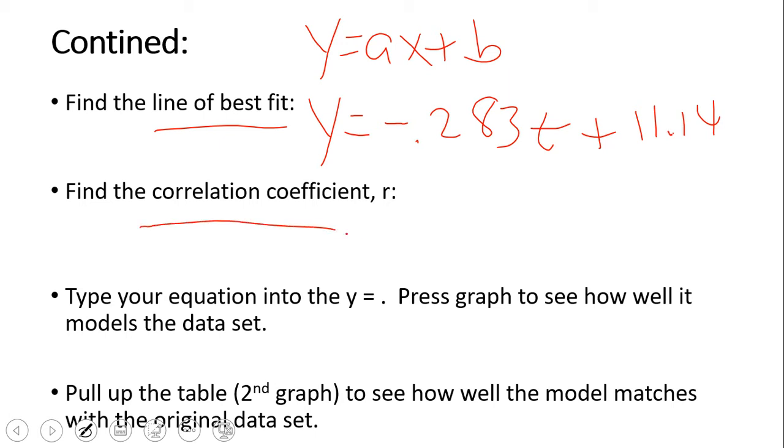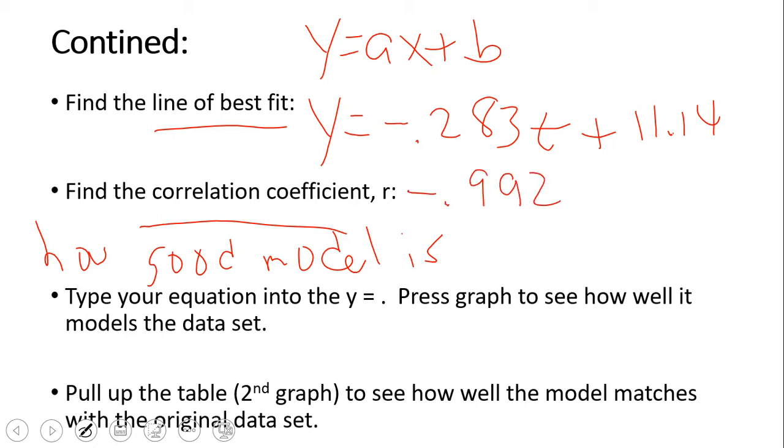Then you also want to talk about the correlation coefficient. So the correlation coefficient tells you how good your model is. This is why we had to turn on the diagnostic. If you turned on the diagnostic, it should tell you what r is equal to. Be careful, r, not r squared. So r should be equal to negative 0.992.